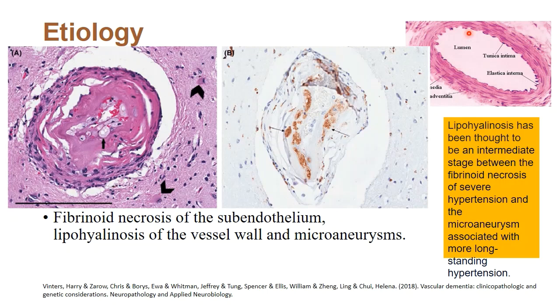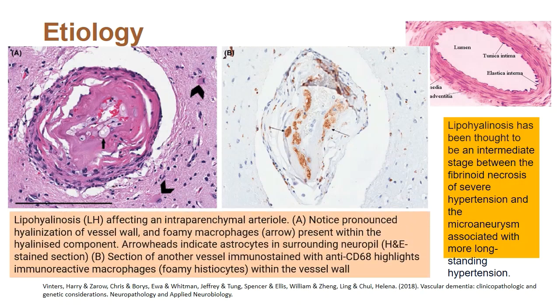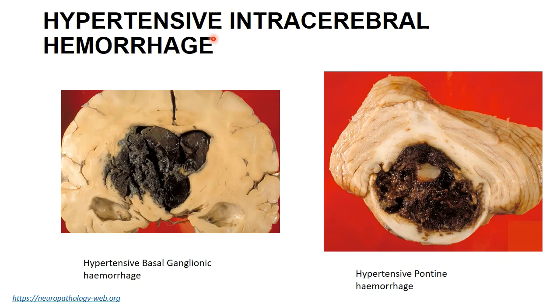So how does this lipohyalinosis look? This is a case of lipohyalinosis seen in a patient with long-standing hypertension. What do you see here? You see the characteristic pink or hyaline material deposited in the vessel wall. In addition, you also see the foamy histiocytes, which have been highlighted by the CD68 antibody, and this is the immunohistochemistry for it. We move on. Hypertensive intracerebral hemorrhages are typically noted in the basal ganglia and thalamus. Pons and cerebellum are quite rare sites.